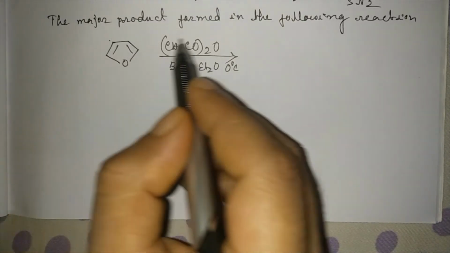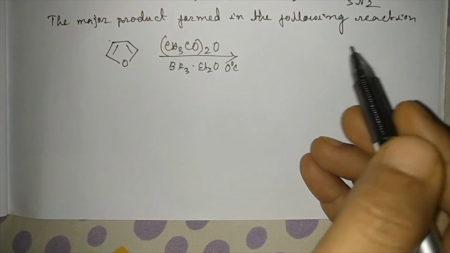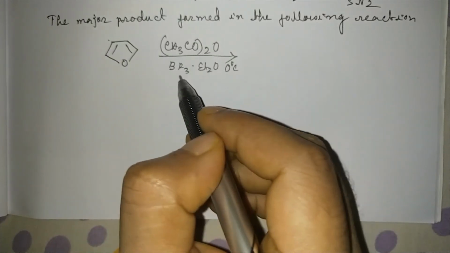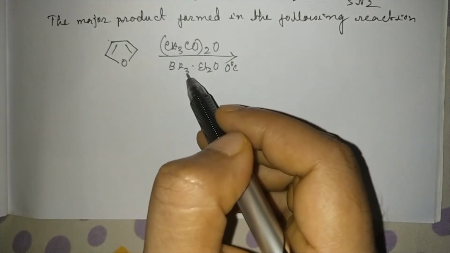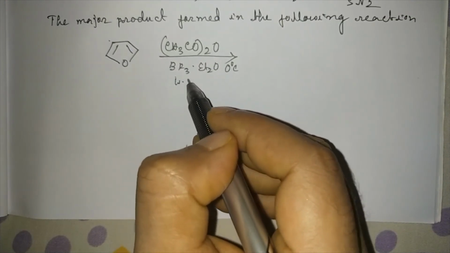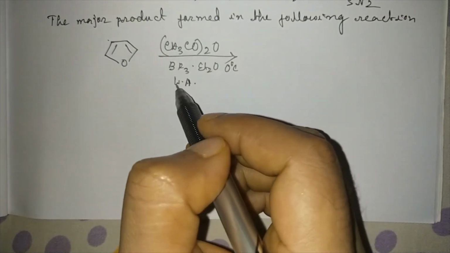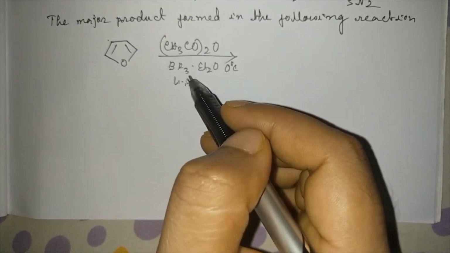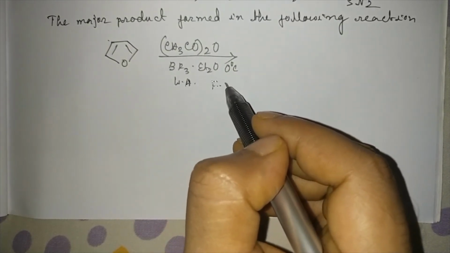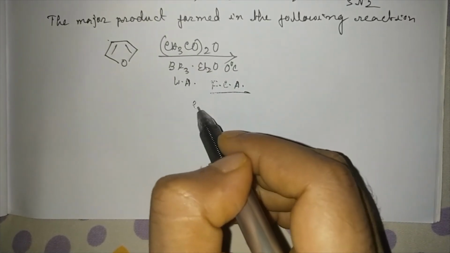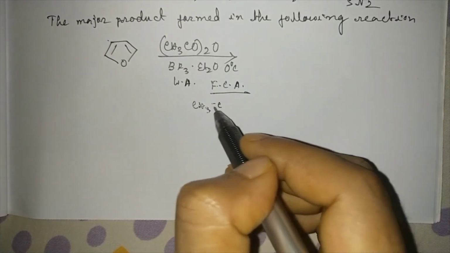Next question, the major product formed in the following reaction. So this is a furan and it is treated with acetic anhydride and BF3. As you see the condition, BF3 is a Lewis acid, and acetic anhydride with a Lewis acid is a Friedel-Crafts acylation condition. So here an acyl carbocation will be generated.